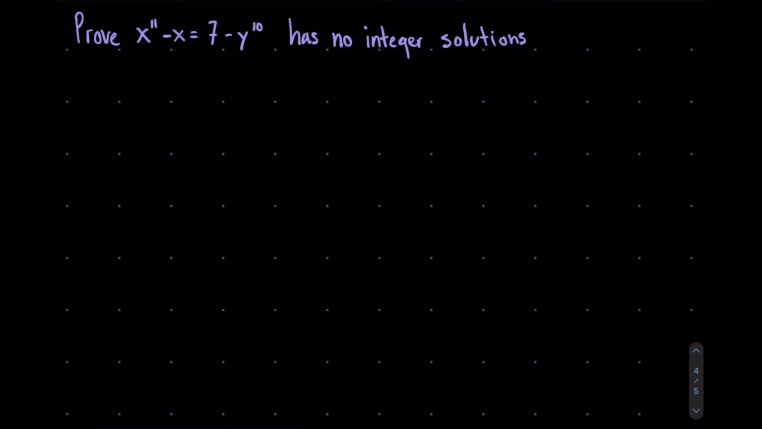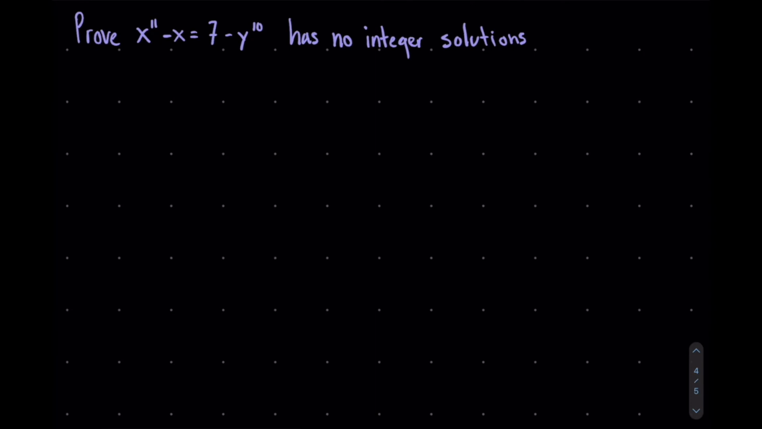Okay, let's start with our final example. We're being asked to prove that x to the 11 minus x is equal to 7 minus y to the 10 has no integer solutions. Now, you may be curious how to use Fermat's little theorem in a question like this. I think I had a similar question come up in a homework assignment once, and Fermat's little theorem was definitely not one of my first choices for proving this.